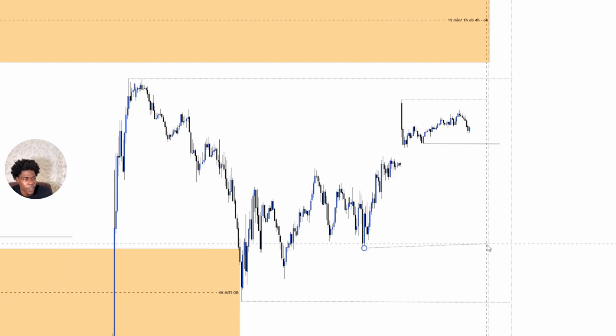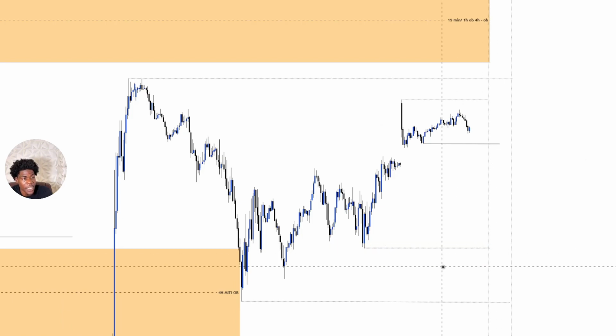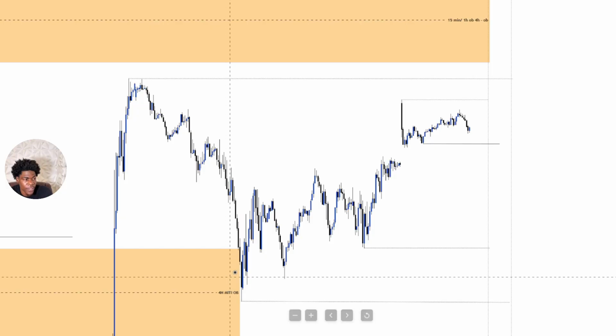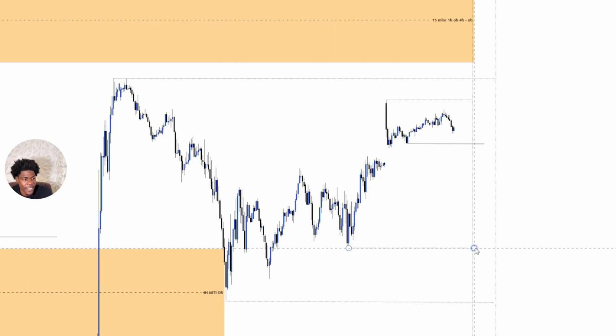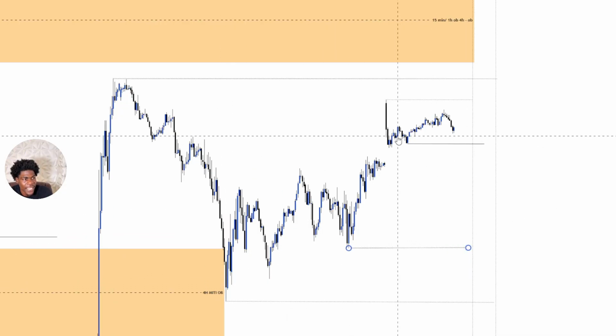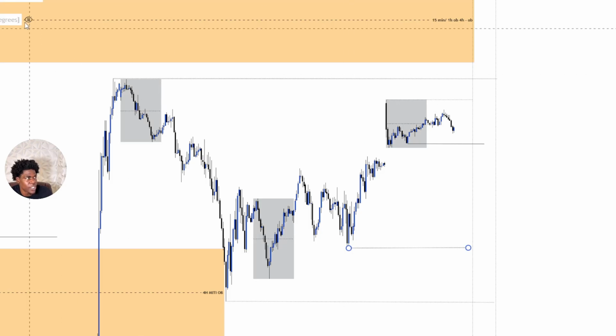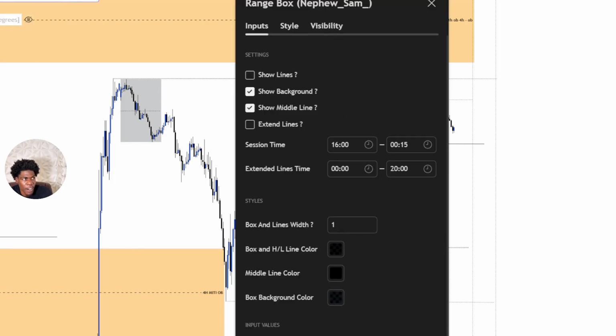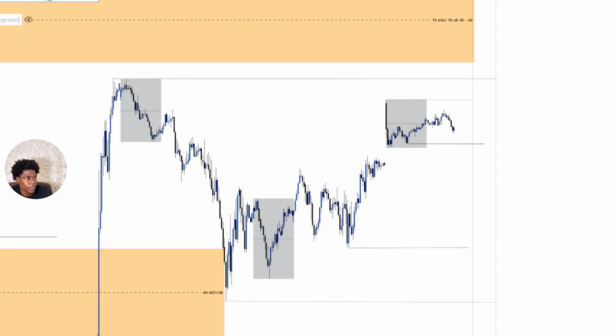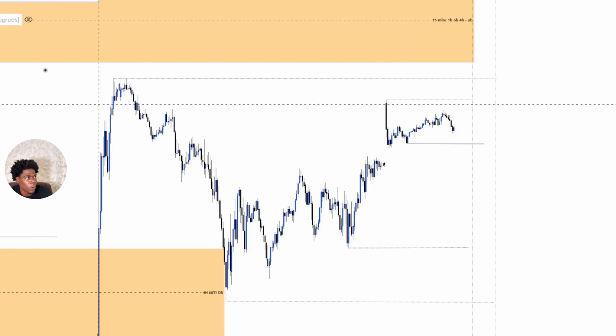So I just start marking out my points of liquidity. We have this old low right here that's tapped inside of this 4-hour order block, like we stated. This other old low and this Asian low right here, right? This is my trusty Asian range indicator. It's called Range Box by Nephew Sam. I talk about this a lot. It's the only indicator I use. This is it right here, right? I'm gonna close it. But we have our Asian lows right here and prior old lows, right?